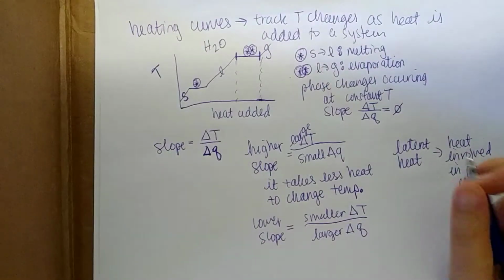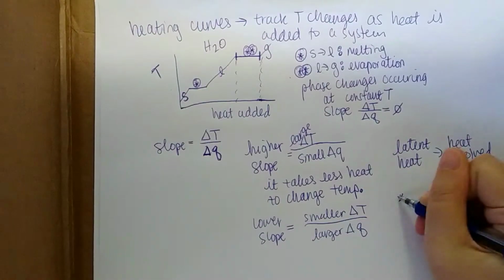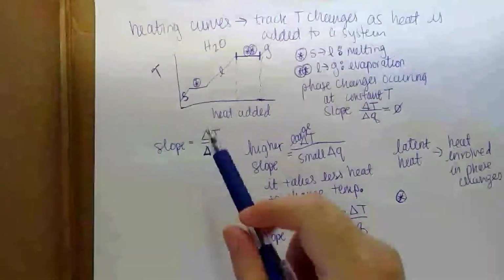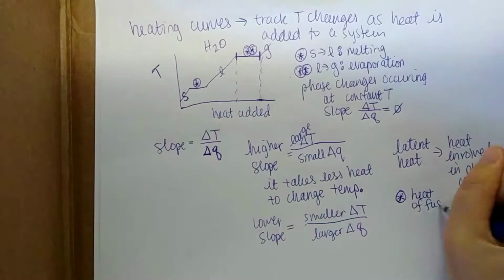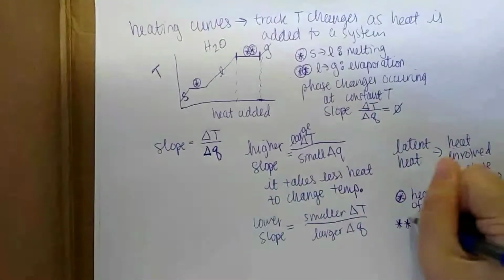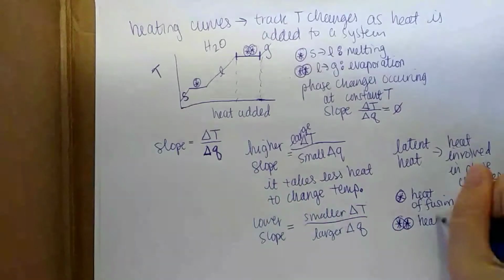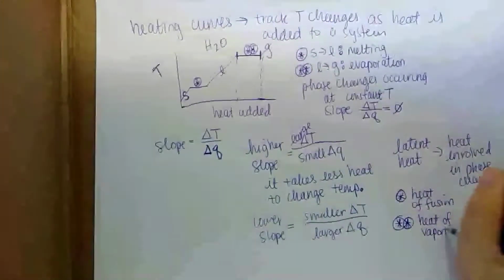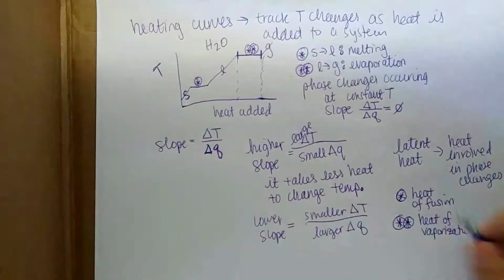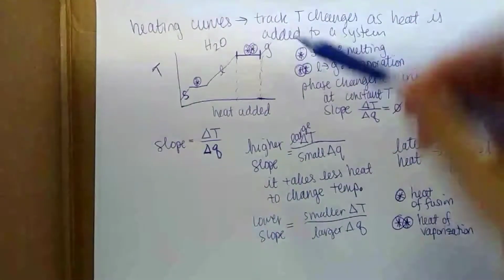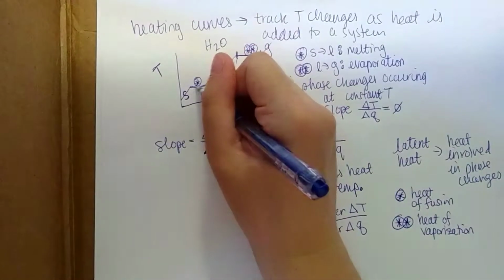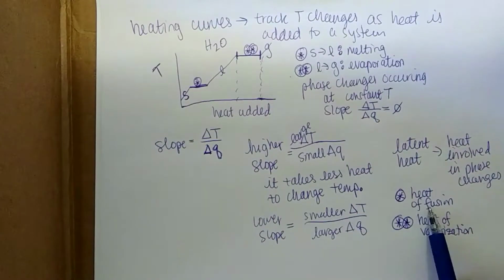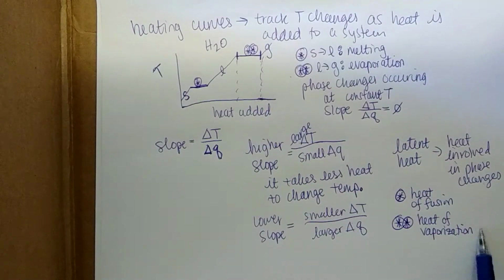On this graph, there's two different latent heats that have special names. So the one at the singular star here, for the melting, is the heat of fusion. And then for this double star, this is known as the heat of vaporization. And once again, by looking at this graph, you should be able to tell whether the heat of fusion or the heat of vaporization is bigger by the length of these flat lines. So the longer flat line has more heat for the phase change needed.